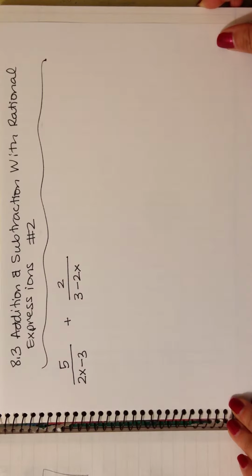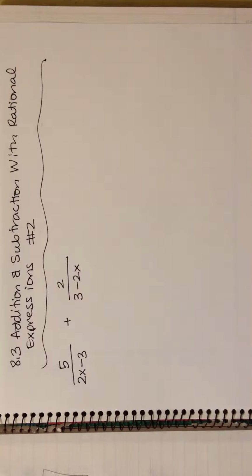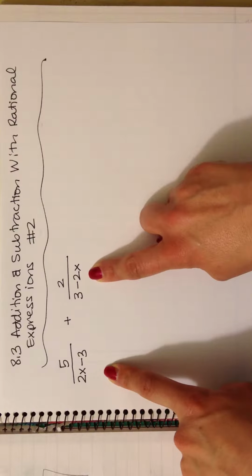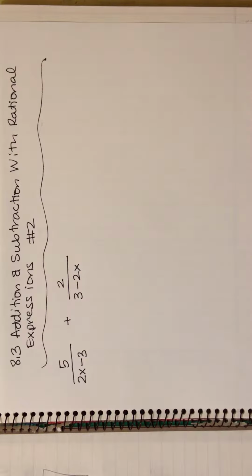8.3, addition and subtraction with rational expressions. This is example number 2. For this example, we are adding two rational expressions. In order to add or subtract, you need to have the same denominator.